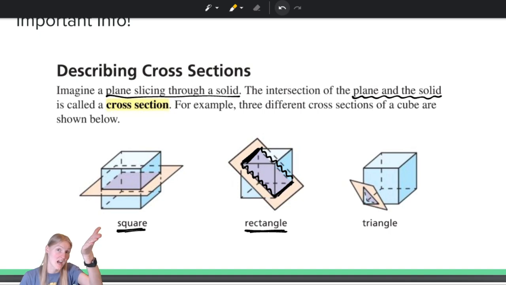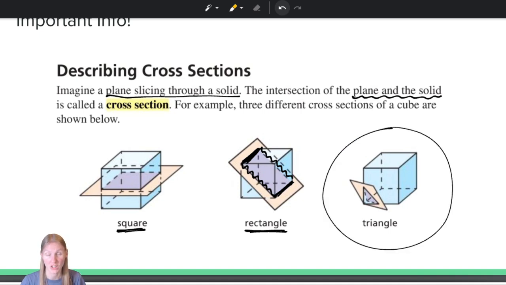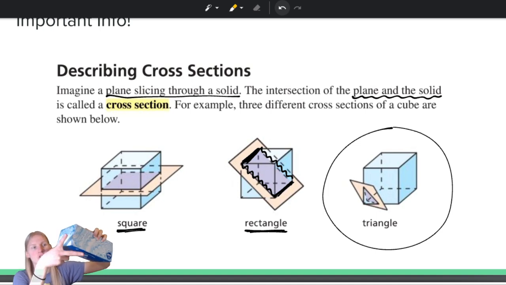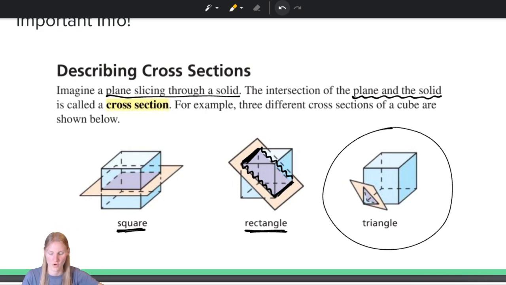So if we cut it diagonally, we're going to get a rectangle. All right. And the last example they give is, what if we just cut off the corner of the cube? Actually, I have a Kleenex box here. This is kind of cubular. What if I just snip the corner of this Kleenex box off? What shape will we get on the corner?